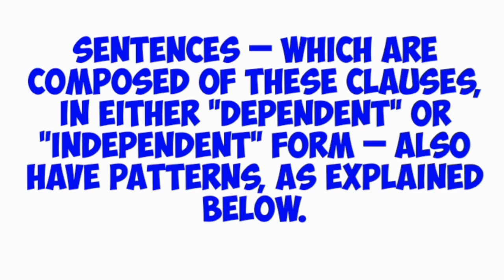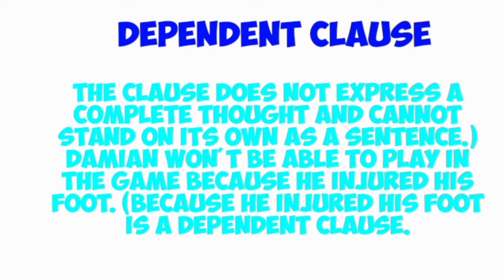Sentences which are composed of these clauses in either dependent or independent form also have patterns as explained below. Dependent clause: a clause that does not express a complete thought and cannot stand on its own as a sentence. Example, Damian won't be able to play in the game because he injured his foot. In this sentence, because he injured his foot is a dependent clause.